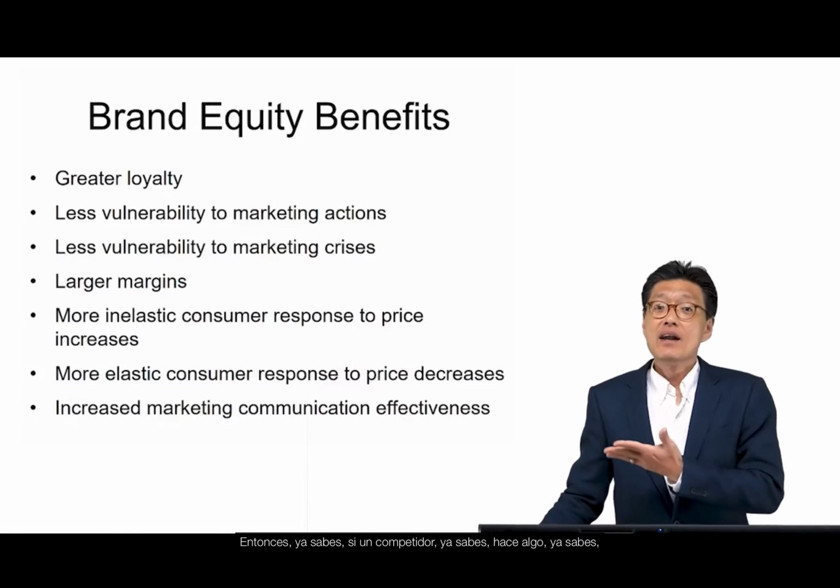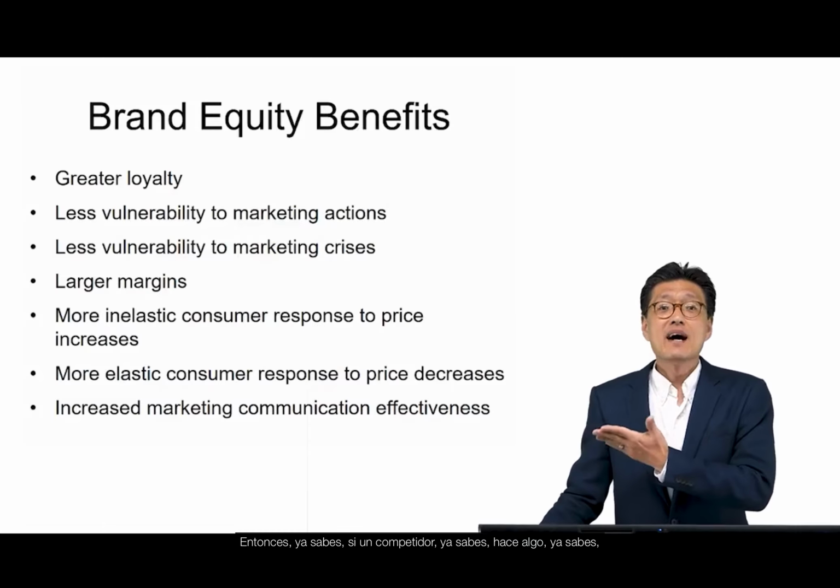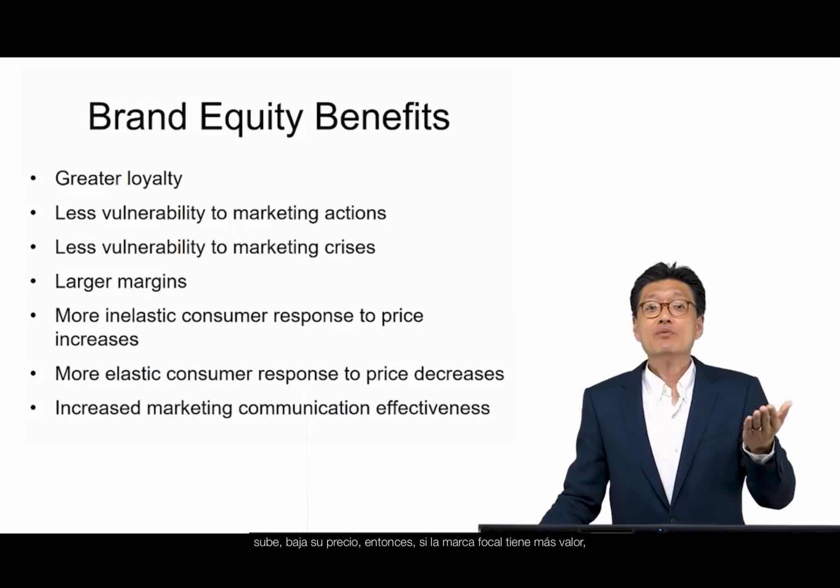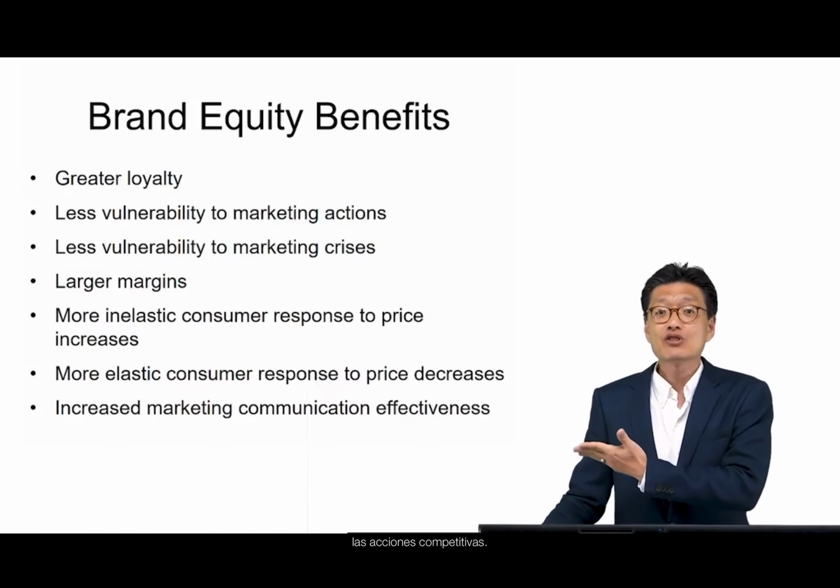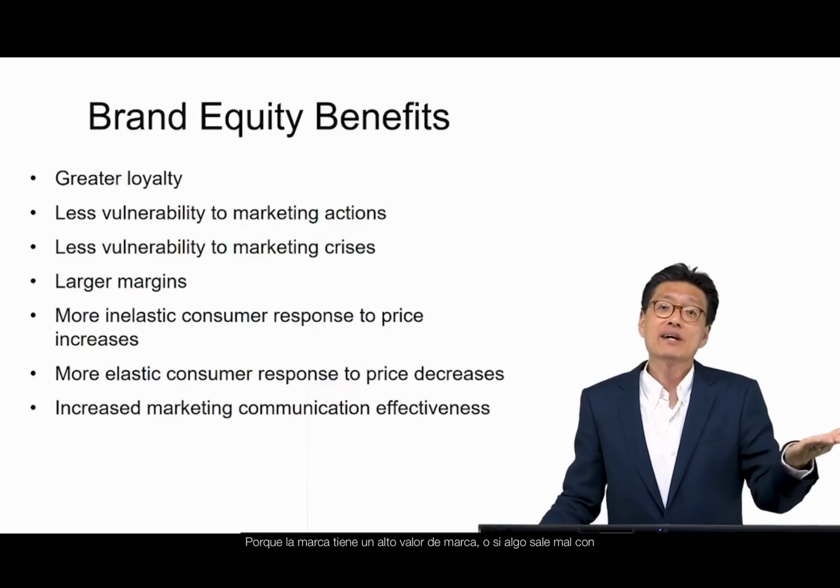So, if a competitor does something, lowers their price, then if the focal brand has more equity, you're going to be less vulnerable to the competitive actions. Right? If customers are less likely to switch, why? Because the brand has high brand equity.